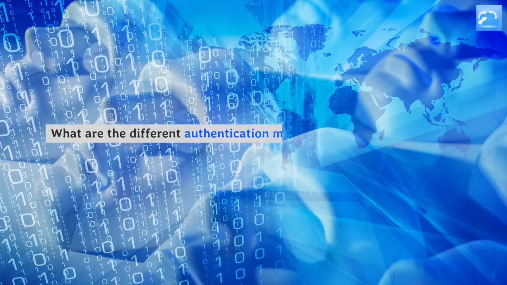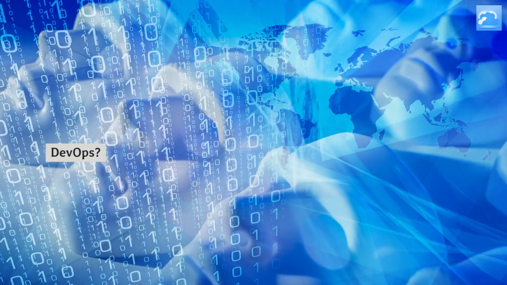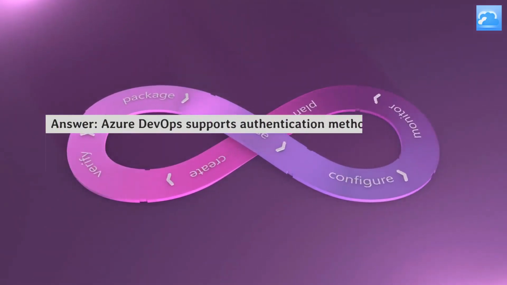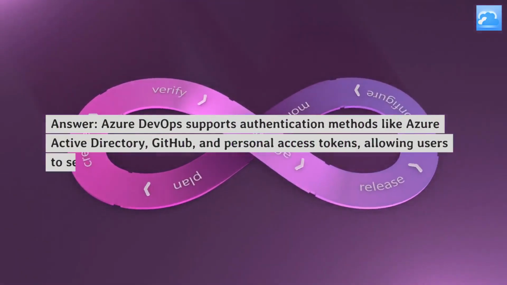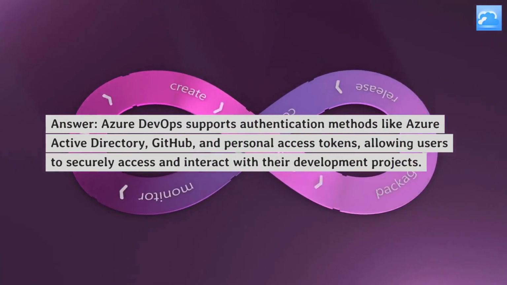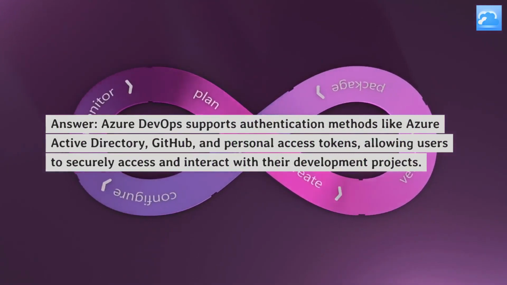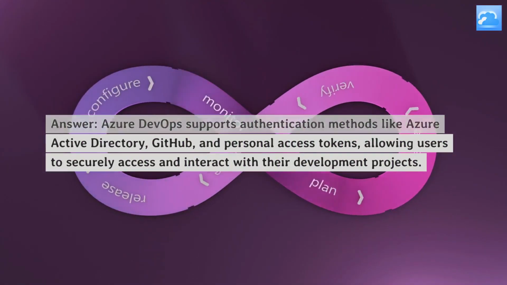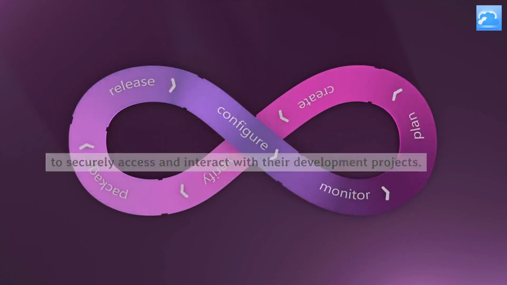What are the different authentication methods supported by Azure DevOps? Answer. Azure DevOps supports authentication methods like Azure Active Directory, GitHub, and personal access tokens, allowing users to securely access and interact with their development projects.